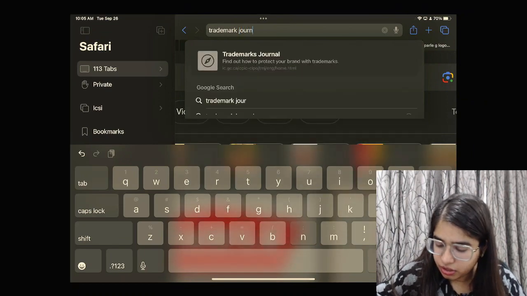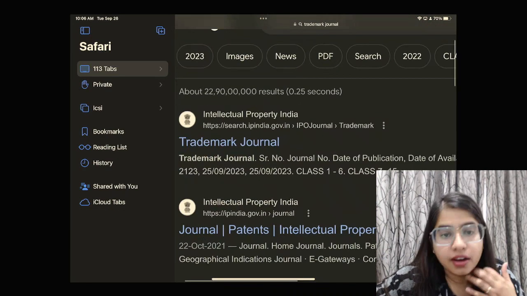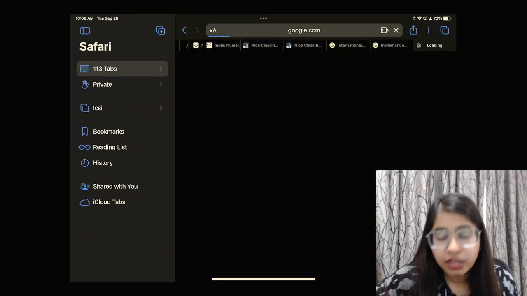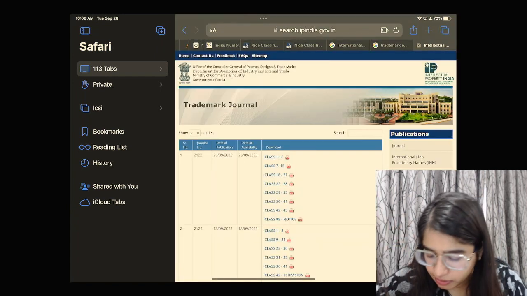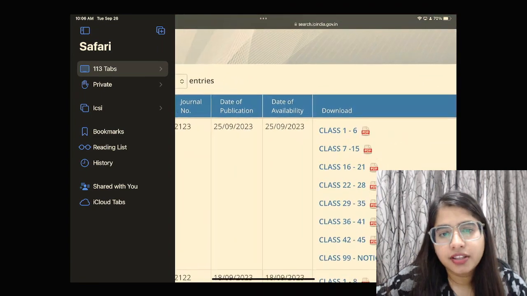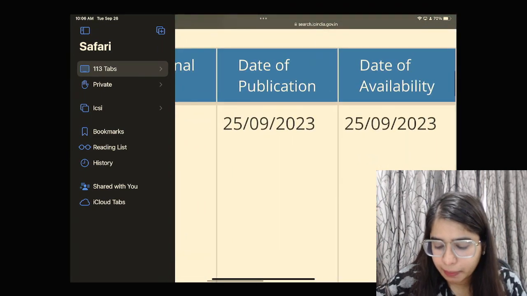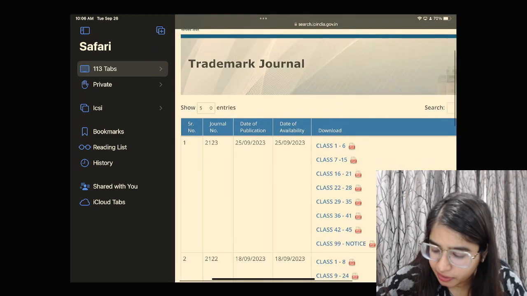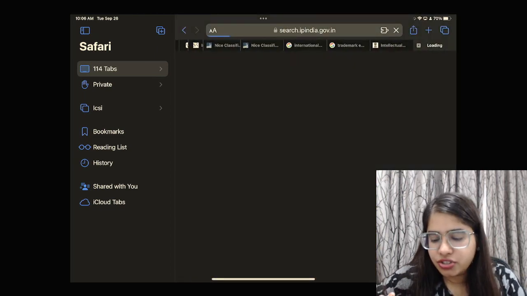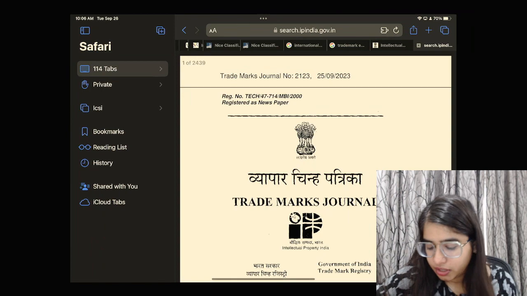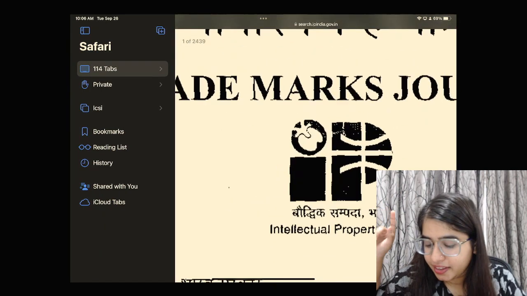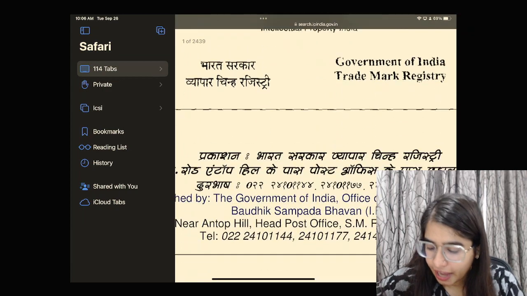If you go to Google and search for trademark journal, it will come. See, on the website ipindia.gov.in. The website for intellectual property rights is ipindia.gov.in. If you open this website, you can see the trademark journal. They have published it. Date of publication: when did they publish it? 25 September, yesterday only. Date of validity, let's see. Class 1 to 6. They publish it in the trademark journal so that if any member of the public has any objection, they can object to it. This is the trademark journal. You can say IP, intellectual property, India, IP India.